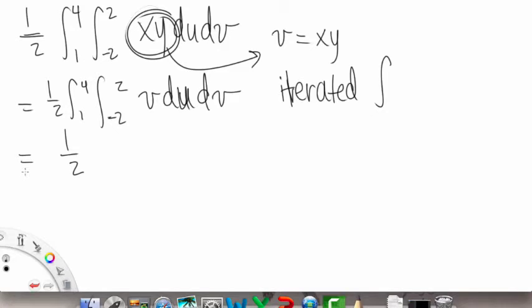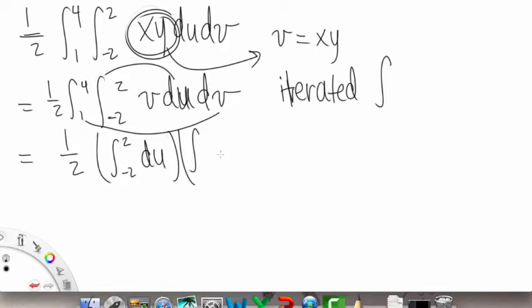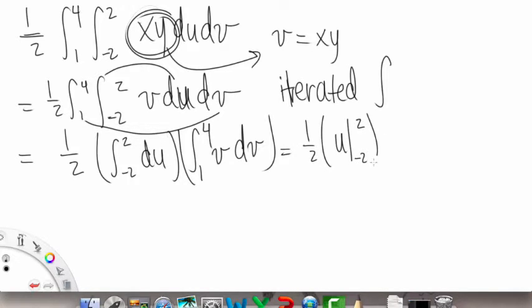So we're going to have 1/2, and we have to make sure the bounds stay with the differentials that they correspond to. So du is going to be from negative 2 to 2 du, and then I have everything else fitting into the v parentheses, so we get 1 to 4 dv, and the v goes with it. Then we get 1/2, and u goes from negative 2 to 2, and then we have a 1/2 v squared going from 1 to 4.